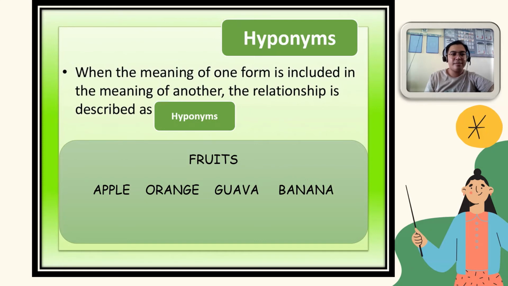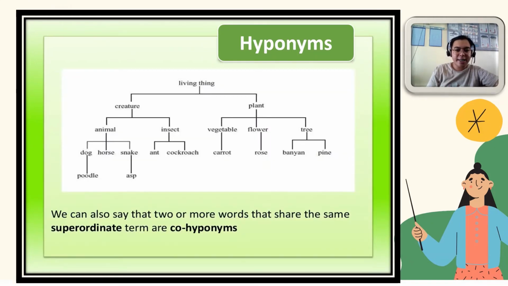Alright, so let us proceed to the next slide. As you can see, we have here a diagram: a living thing, a creature and a plant. Under creature, we have animal and insect. Under animal, we have dog, horse, snake, poodle, and apes. In insect, we have ant and cockroach. Meanwhile, under plant, we have vegetable, flower, and tree. Under vegetable, we have carrot, under flower, we have rose, and under tree, we have banyan and pine.